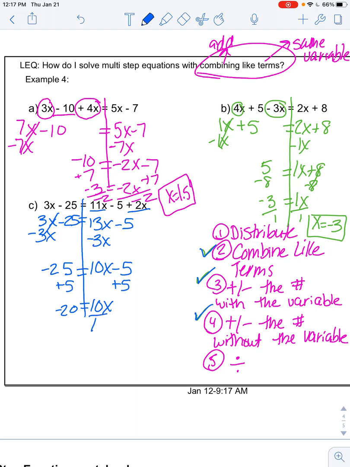And then our last step is to divide. So x equals negative 2. Okay, make sure you get that into your notes.